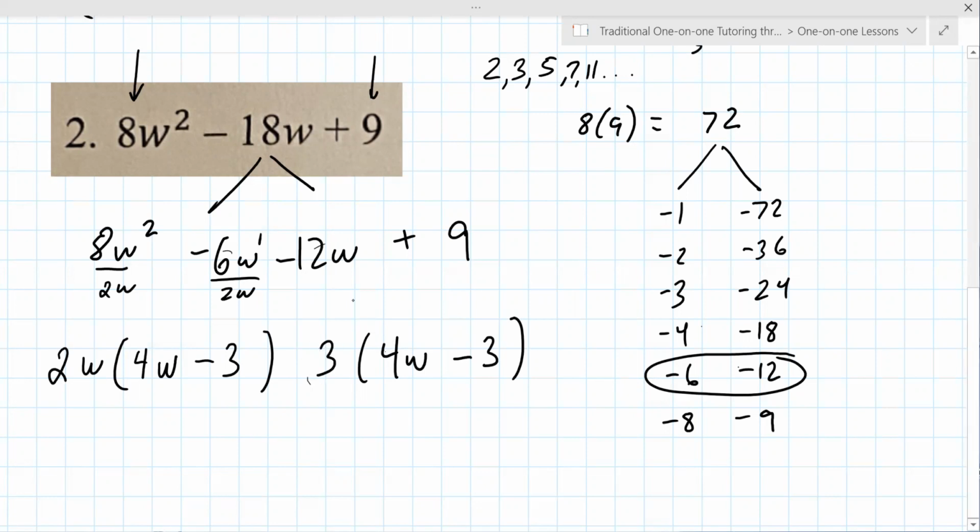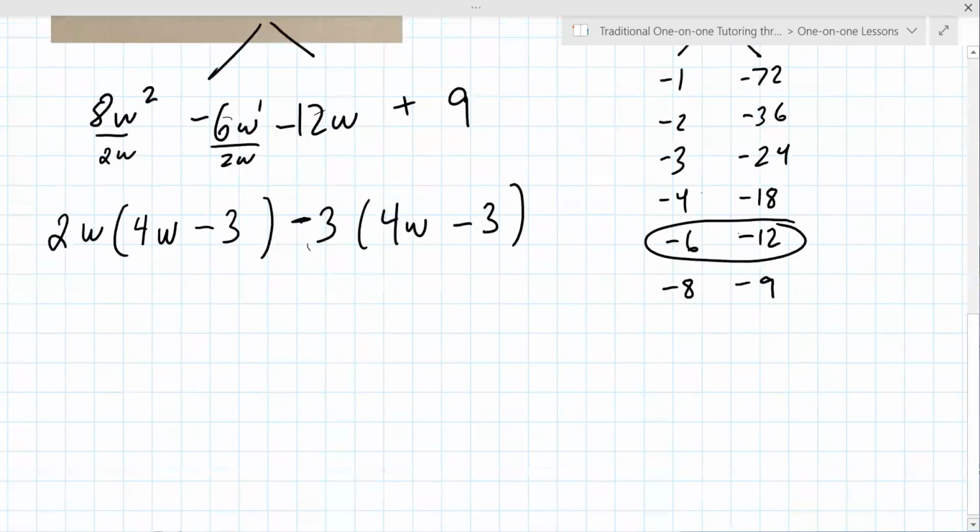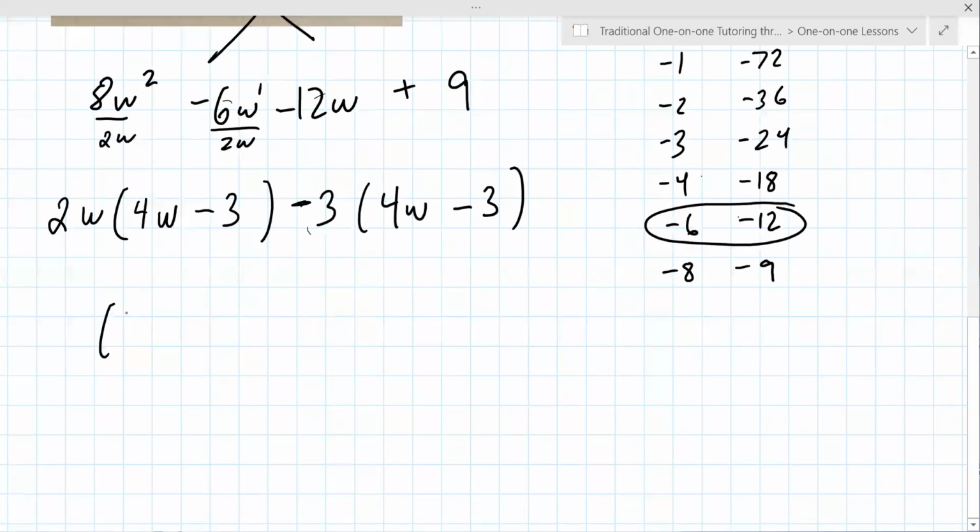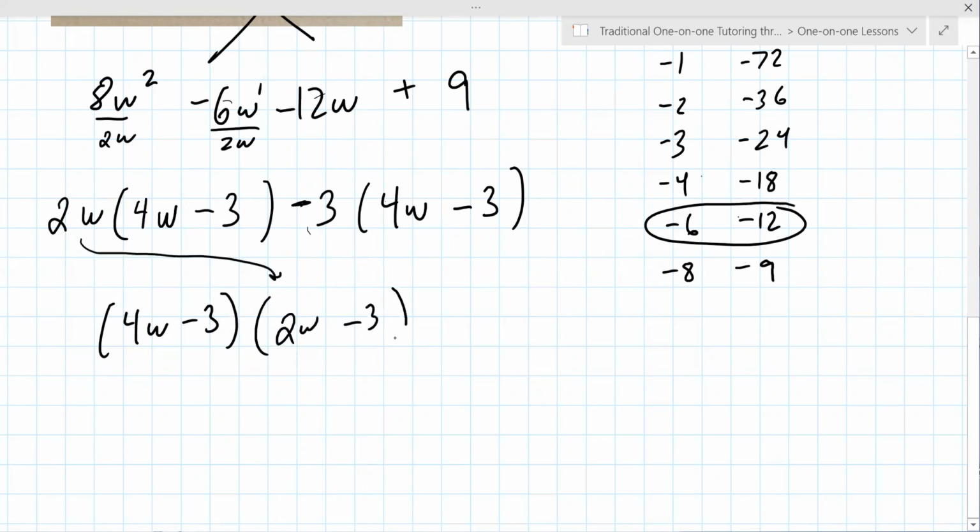What number multiplies 4 to get negative 12? Negative 3. Now is negative 3 times negative 3 positive 9? Yes, so you've done it right. So now you write this 4W minus 3 again, what's in parentheses, but then you bring this 2W down and this minus 3 down in here. And this is your final answer. You collect terms.